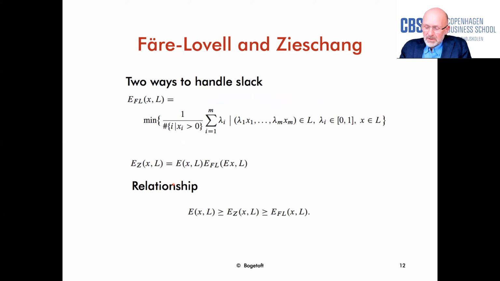We noticed before that there's a difficulty with the Farrell efficiency, namely that it might leave slack on the table, so to speak. You might get an efficiency score of 1 and still there might be some slack. There have been different suggestions for how to handle that. Färe-Lovell has proposed an alternative measure, which is this one here.